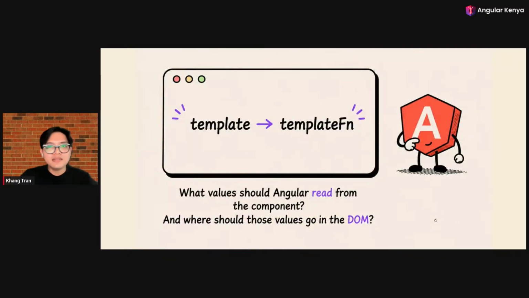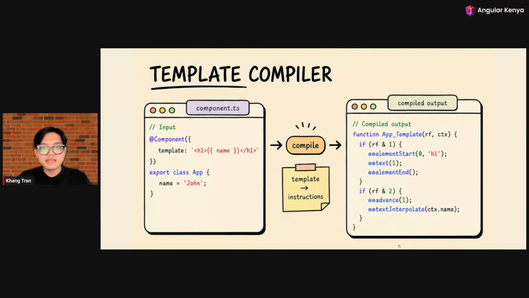When Angular reaches a component, it does not guess what to update. It needs instructions. Those instructions answer two questions: what value should Angular read from a component, and where should those values go in the DOM? Those instructions are set in the template function. So to see what is inside a template function and what a template function looks like, let's go to the next slide. It looks low level, but it really answers the questions that we raised before.